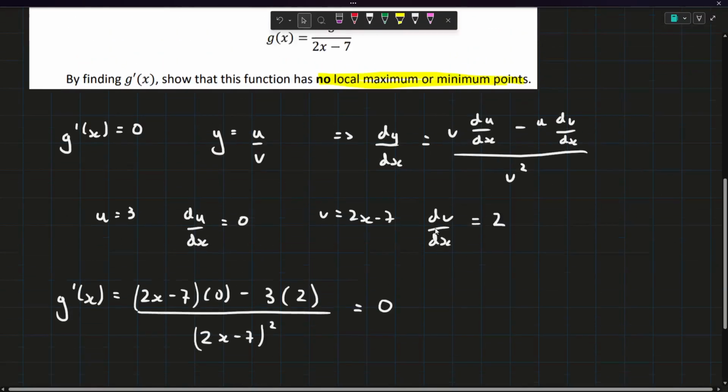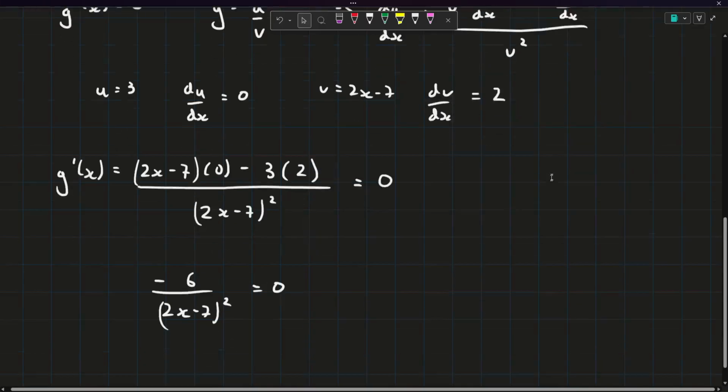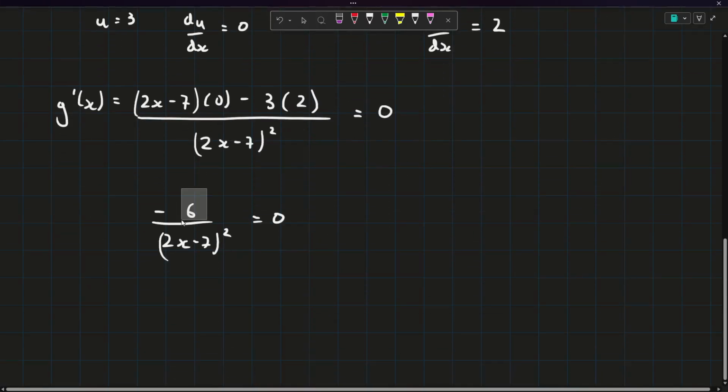So again, the question asks us to show that there is no local maximum or minimum, and it should make sense. So here we have a number divided by a number, and that's equal to 0. That's actually never possible. No matter how big you make this number, it's still just going to be a really small number.